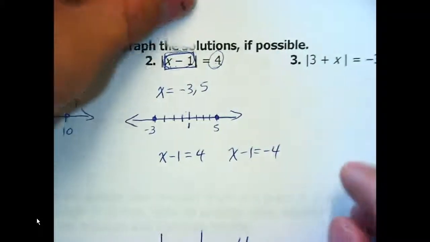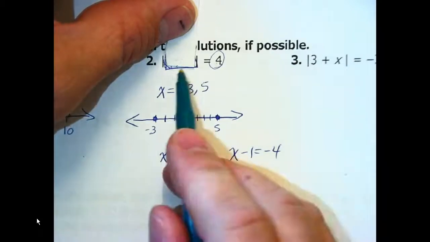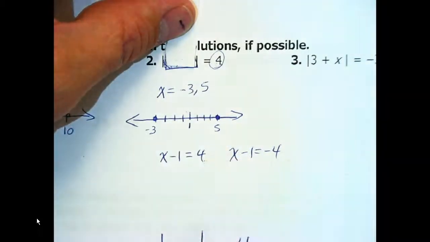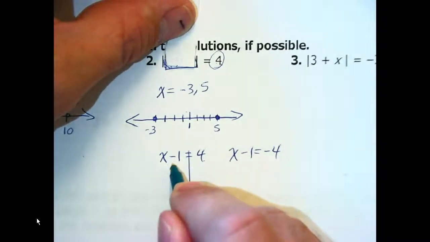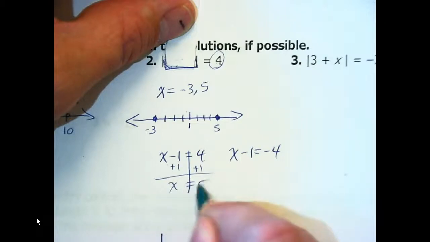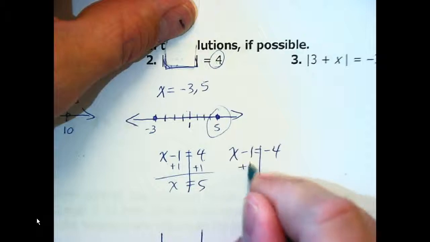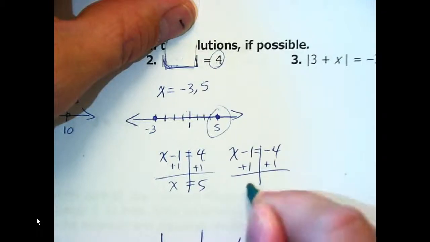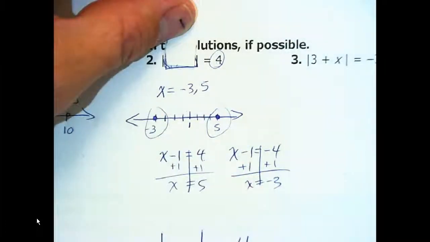Don't let the thing inside confuse you. Whatever's in here has to change to 4 or -4. If x minus 1 equals 4, well, we add 1 to both sides. What's x? 5. That's that number. Here, we add 1 to both sides. What's x? X equals -3. That's that number. You guys with me?